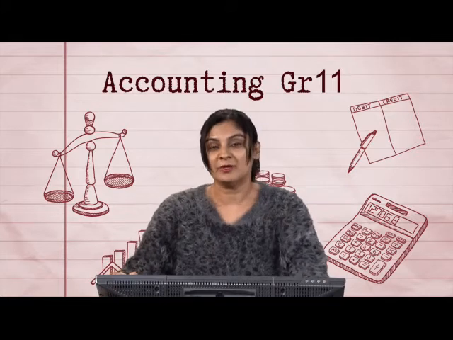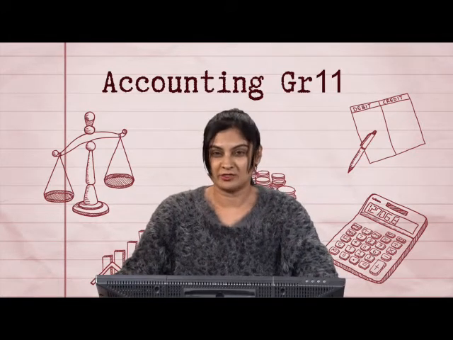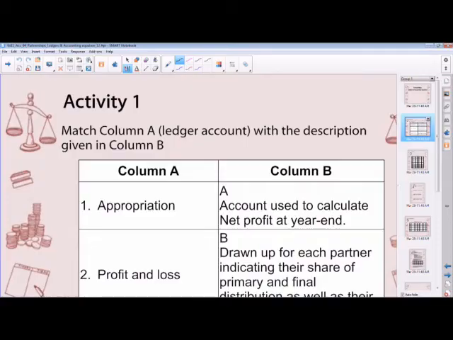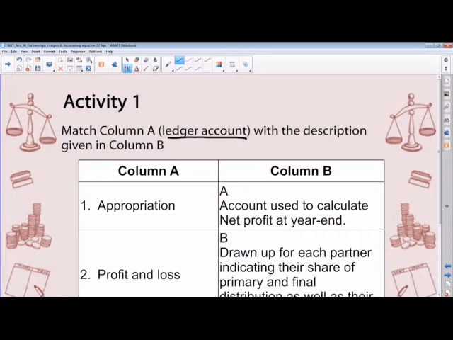Right, guys, to begin, I'm going to give you a very short activity. I'm giving you match column A with column B. So let's just quickly look at the instructions. It's straightforward. I want you to match column A, which is the ledger accounts, with the description that is given in column B. You've got a minute to do this because there's only 3 descriptions given.